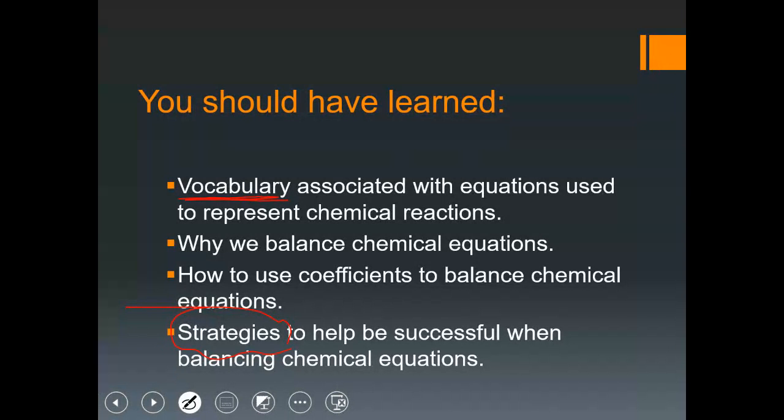And tomorrow we will work on doing some more balancing of chemical equations, because this skill is really crucial. It's going to affect a lot of the things that we do throughout the rest of the year in chemistry. To be able to do math and calculations with chemical reactions, we need to be able to balance our chemical equations. So good luck and get balancing.